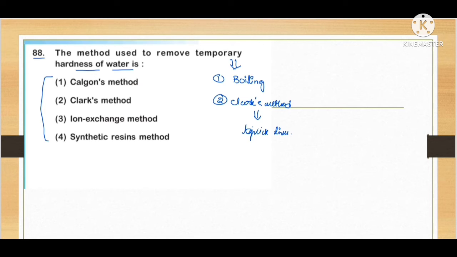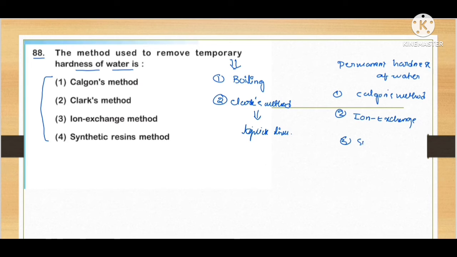Okay. Now let us see the methods to remove the permanent hardness of water. The first method is Calgon's method, and the second method is ion exchange, and third one is synthetic resins method. Now let us verify the first option, Calgon's method.